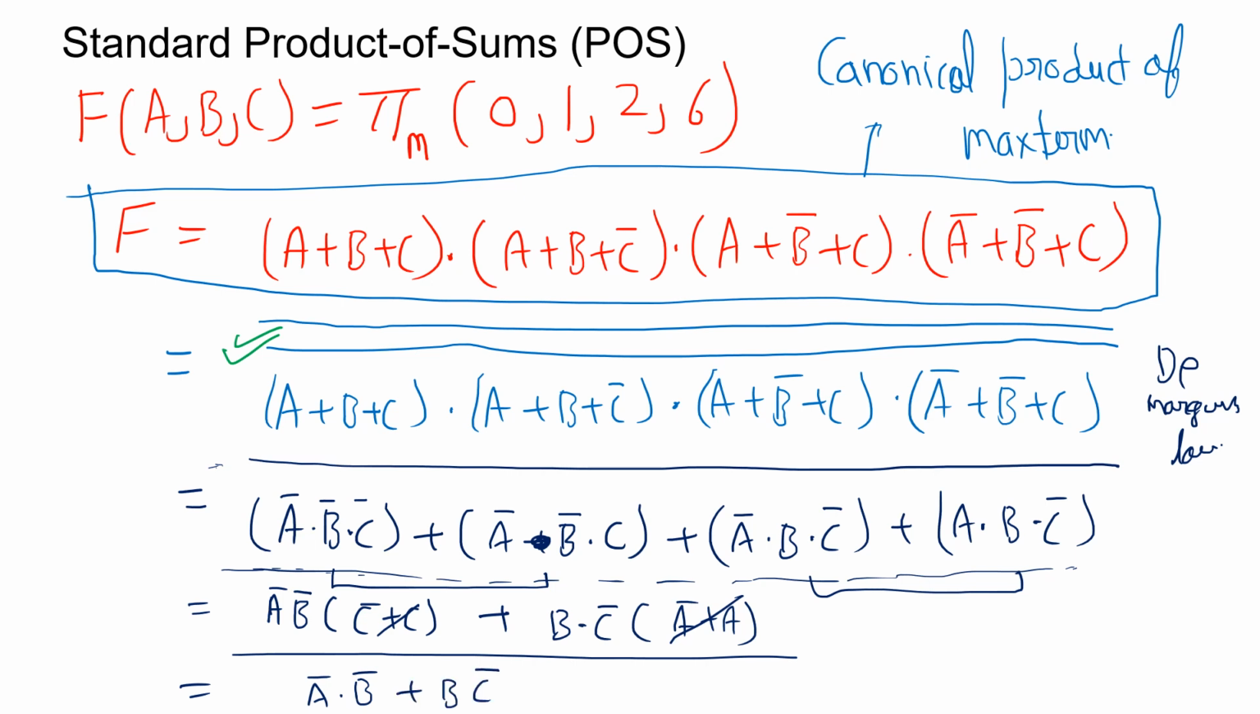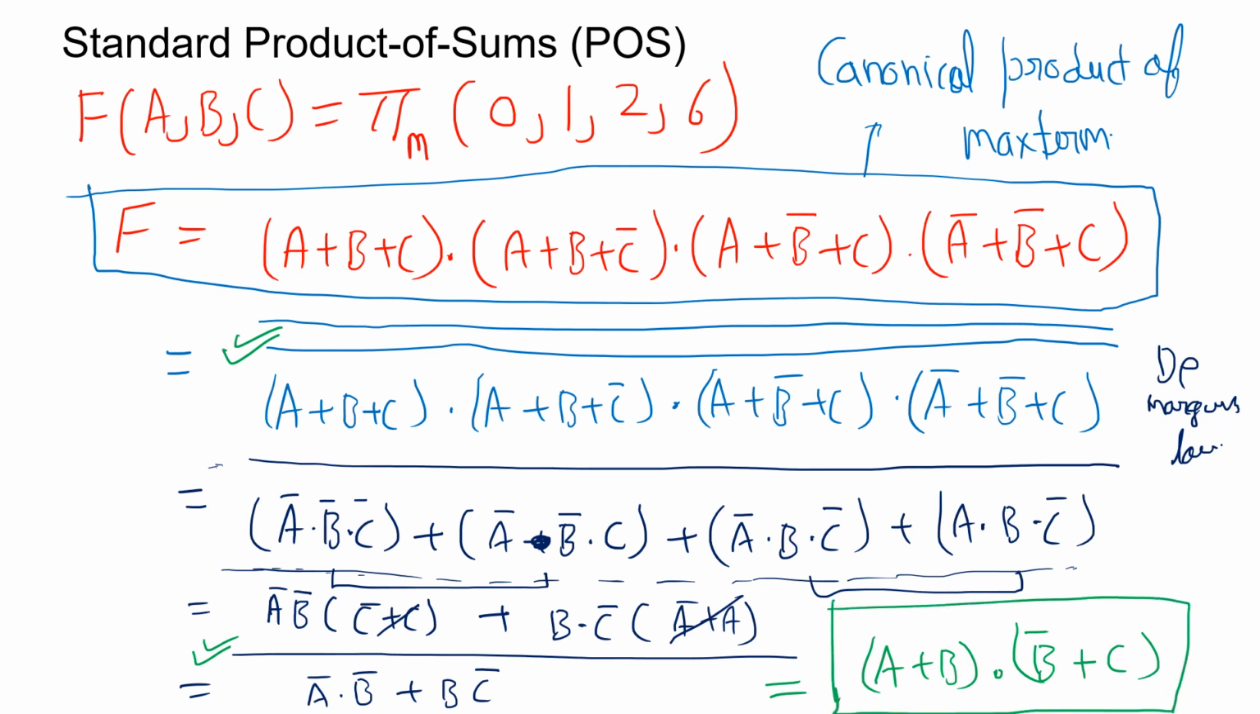Now let me break this bar. You are using De Morgan's law. I will break this bar, and what I will get is A plus B, dot, B bar plus C. And this expression is known as standard product of sum, that is known as POS. Getting? So you are getting POS here.